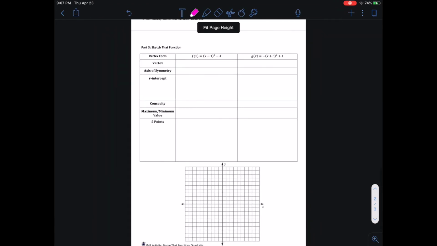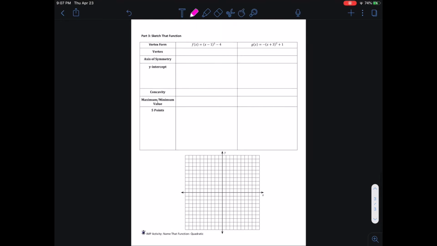So at this point, we're going to be doing an example together where we graph a function. So here we have a function in vertex form, f of x equals (x minus 1) squared minus 4.